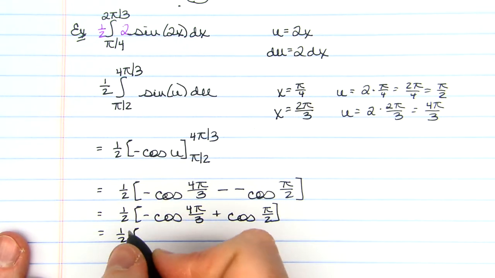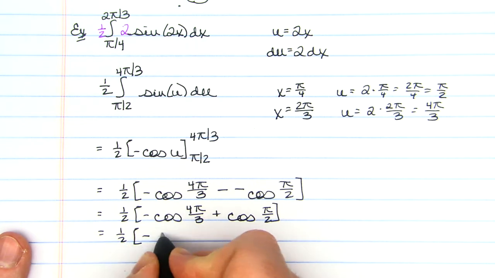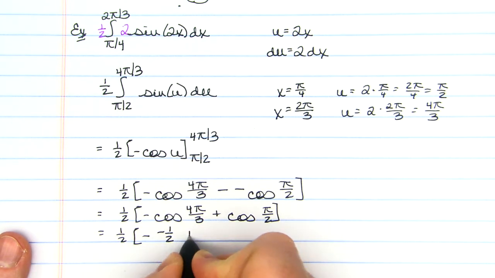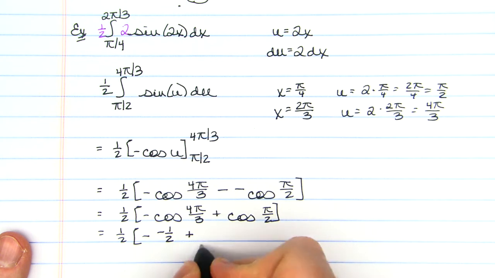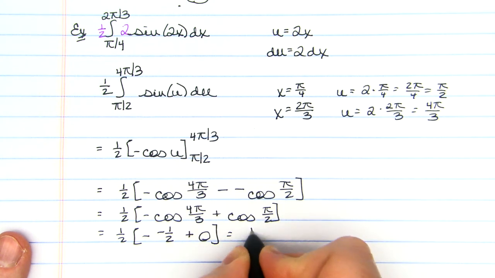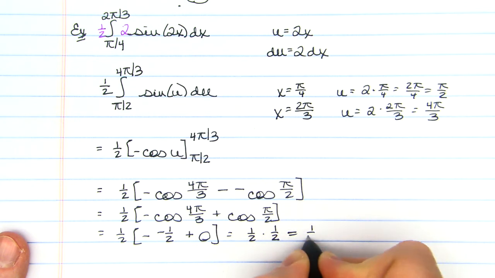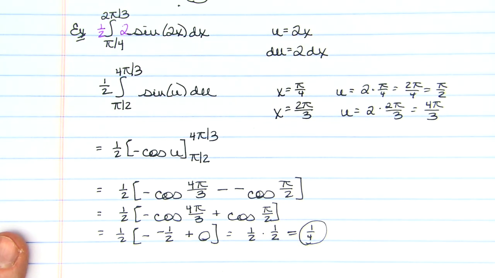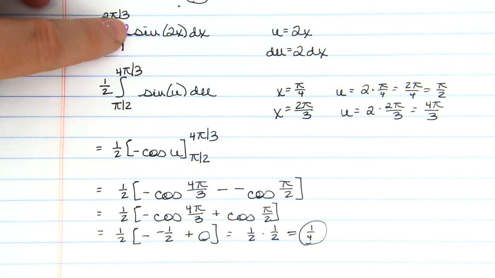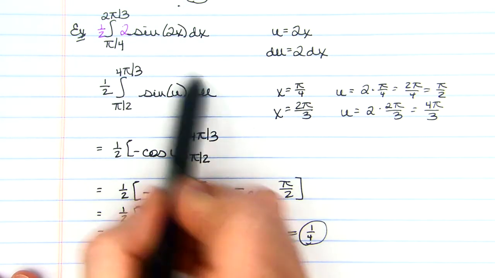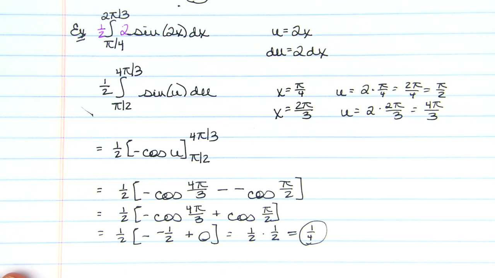Cosine 4 pi over 3 is negative a half, so negative a half. Cosine pi over 2 is 0. We're going to get a half times a half. I think your final answer should be 1/4. What's the signed area under this original problem? 1/4, which is the same as the signed area under that problem.